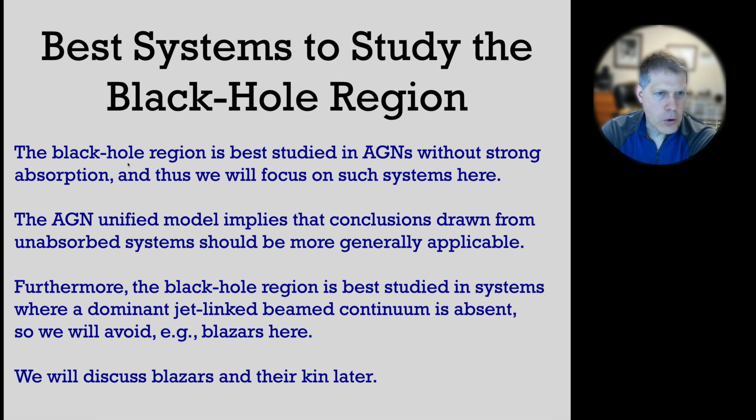So even though we're going to focus on unobscured systems in general here, we believe much of what we're learning should be applicable to the obscured systems, which are in fact more common than the unobscured ones when you go out and survey the universe. Furthermore, I want to mention that the black hole region is best studied in systems where a dominant jet-linked beamed continuum, that's overwhelming the light that you would otherwise see from the black hole region, is absent. And so we will avoid discussing blazars in this talk today. And we will return to blazars plenty when we talk about jets.